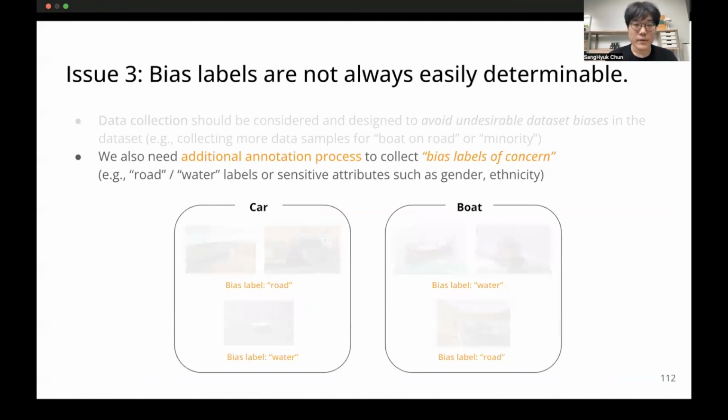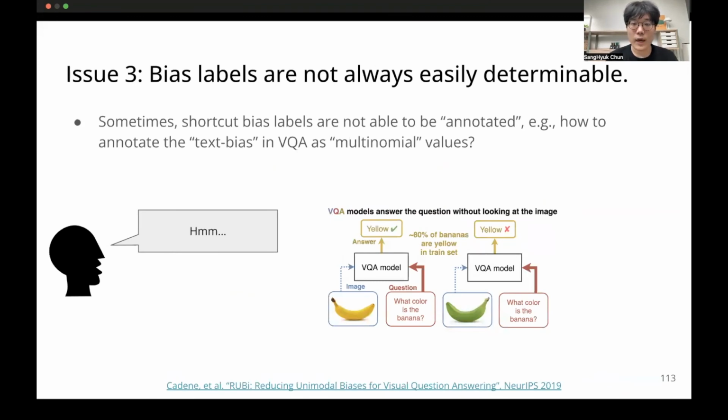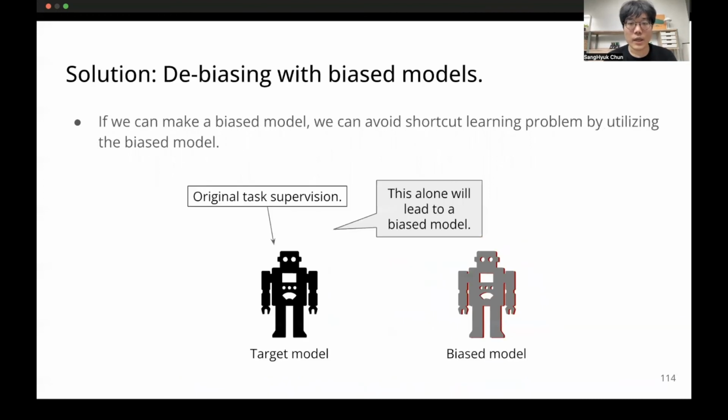Sometimes bias labels are not easily determinable. For example, how can you define the bias label in the case of VQA? We only know that a model uses a text shortcut, but it is not trivial to make a bias label for this case. How can you annotate the bias label for the green banana case? How many bias cases exist? We cannot specify this.